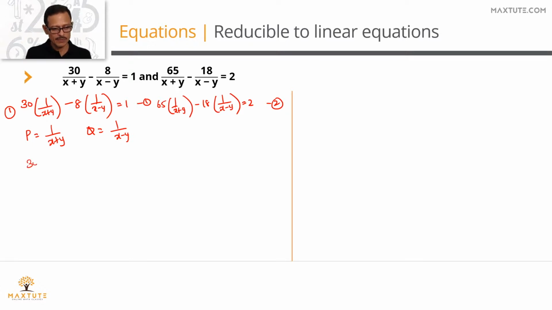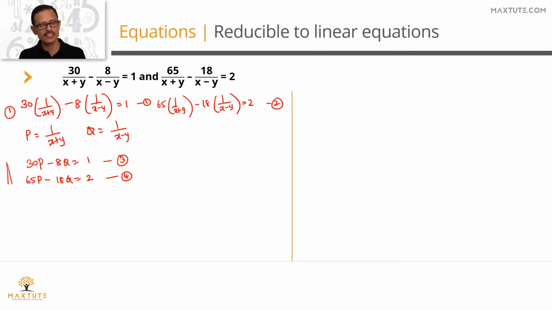So the first equation will become 30 times p minus 8 into 1 by x minus y, which can be replaced with q, so 8q is equal to 1. Let's call this equation 3. The second equation will become 65p minus 18q equal to 2. This is equation 4. Look at both these equations. These are your standard equations, a1x plus b1y kind of stuff. We can solve these two equations to find the values of p and q. That's step number 2 for us.